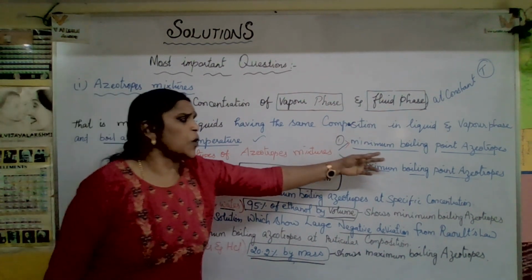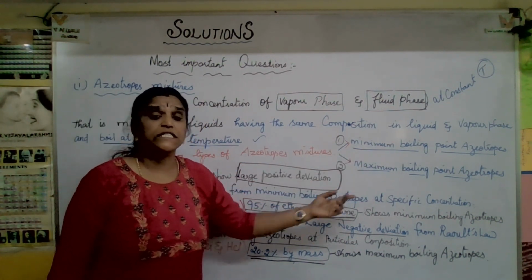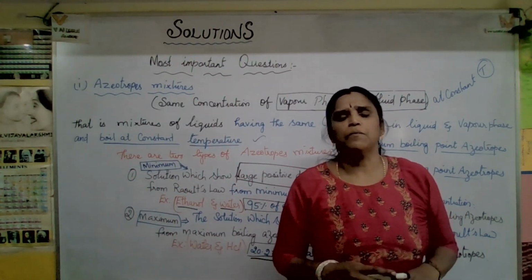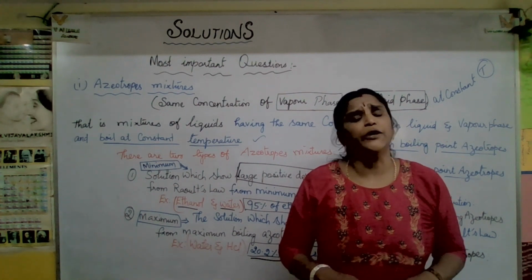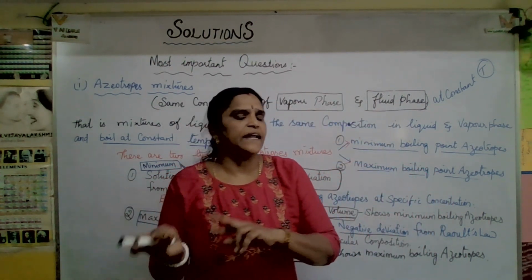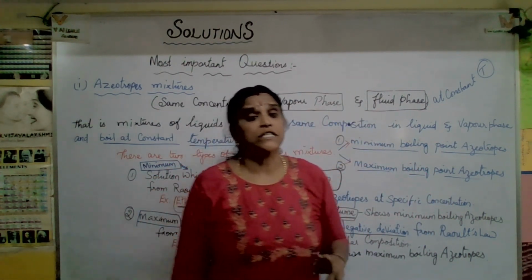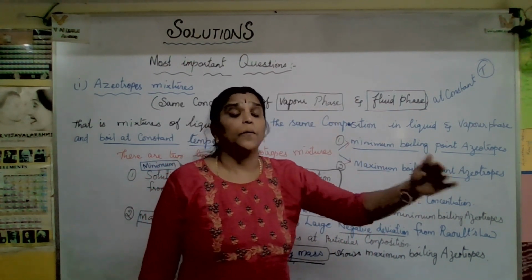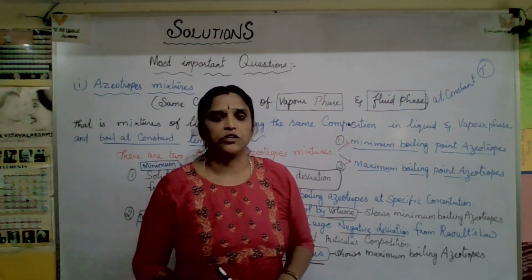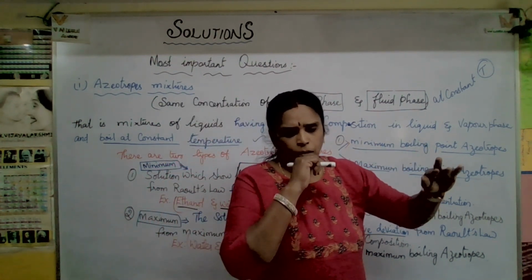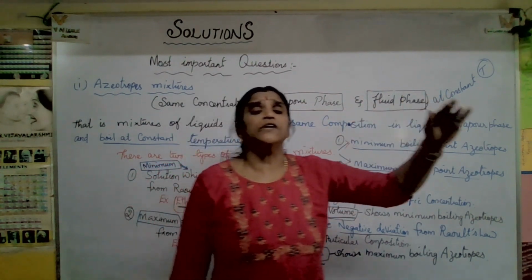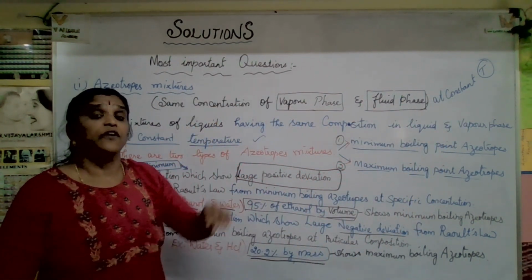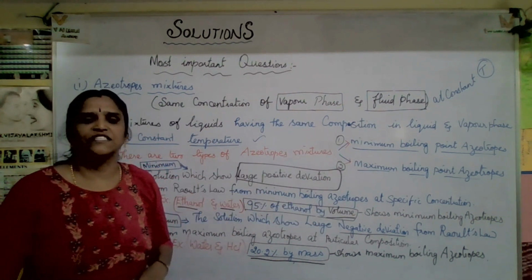Here, minimum boiling point Azeotropes and maximum boiling point Azeotropes. From where do we get this? See, generally we have ideal solutions and non-ideal solutions, from Raoult's law. The one which does not obey Raoult's law is the non-ideal solution. From that only we got positive deviation and negative deviation. From positive and negative deviation only, Azeotropic mixtures are created.